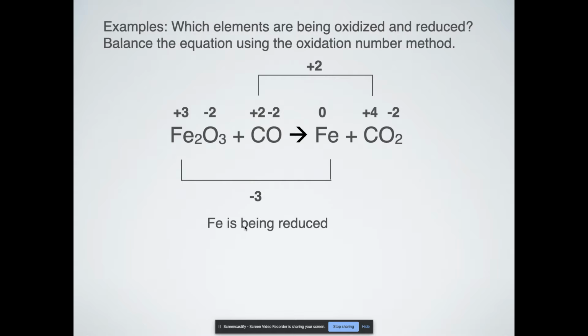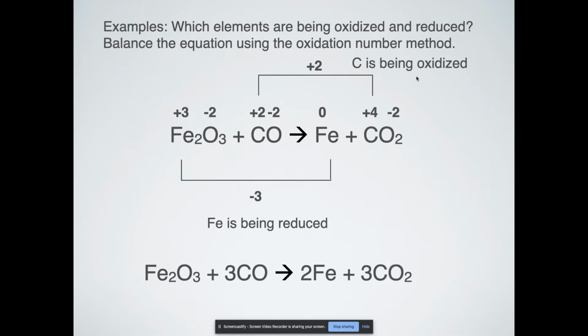Well, before I do any of this, let's just answer the actual question, which is what is being oxidized or reduced. So iron is being reduced in this situation, and then carbon is being oxidized in this situation, right? Again, just by definition of reduction and oxidation. Okay, so how would I actually go about balancing this?